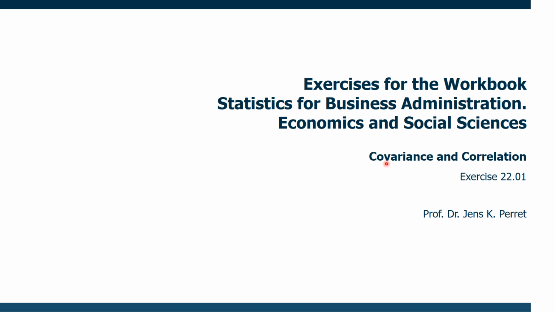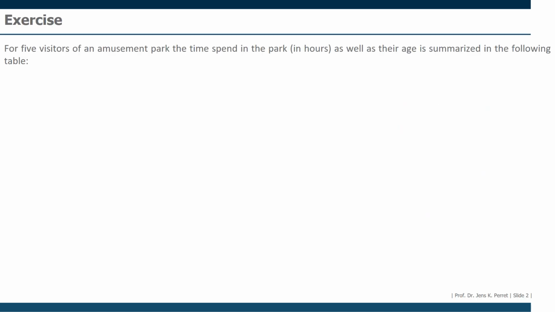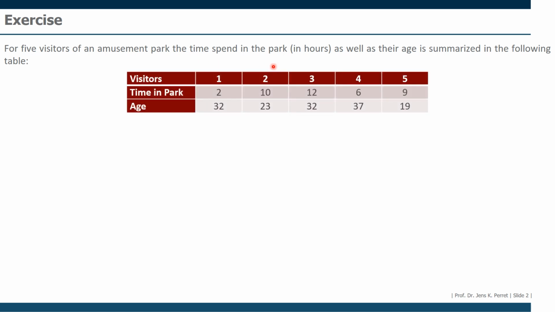This time I'm going to focus on the covariance and correlations, or rather on measures of association. Our exercise here: for 5 visitors of an amusement park, the time spent in the park in hours, as well as their age, is summarized in the following table. And we have here the 2 variables and 5 observations, and what we should do is simply calculate the covariance. Well, let's get to it.